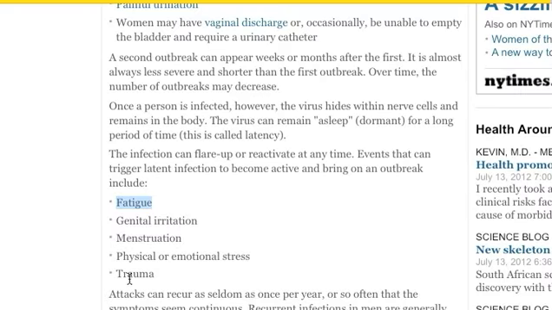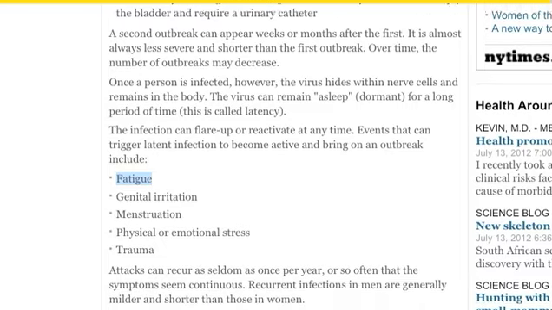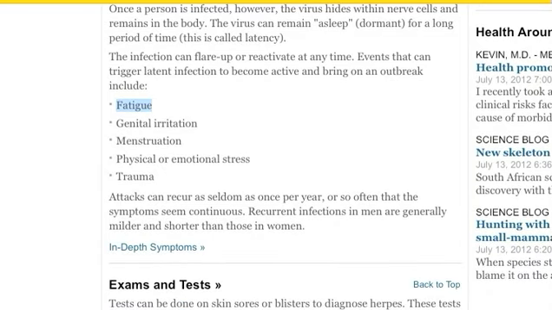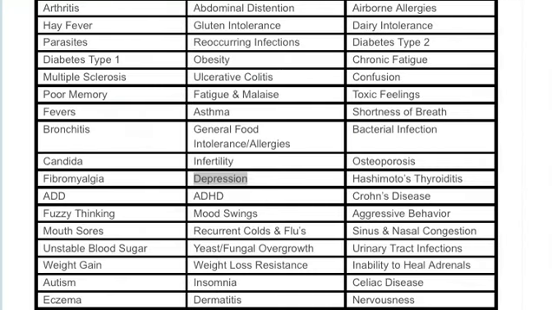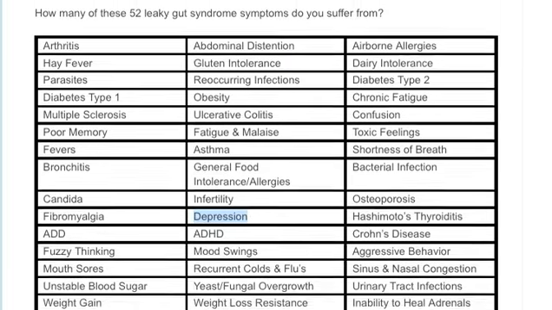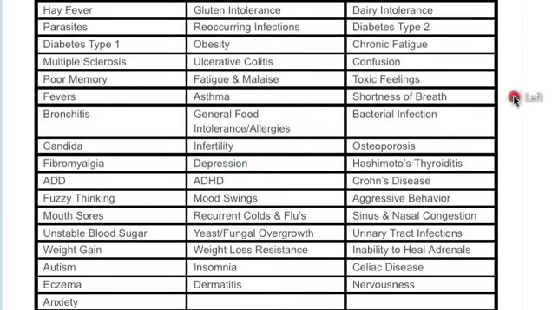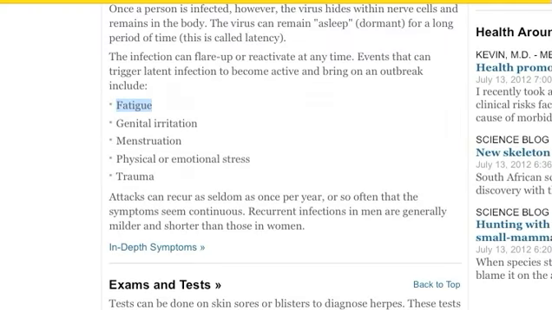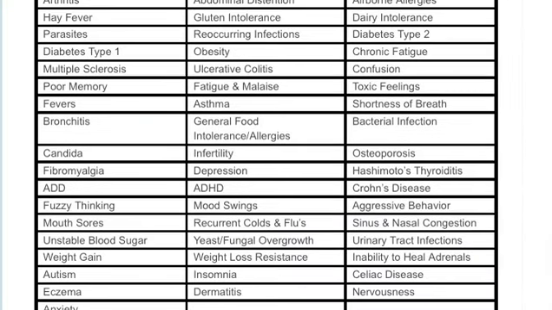Let's go down one more, trauma, okay. Now, it goes on to talk a little bit more about attacks and symptoms. But what I really wanted to point out to you is that I wanted you to get a clear understanding of leaky gut. And I also wanted you to get a clear understanding that there are a lot of overlapping symptoms.